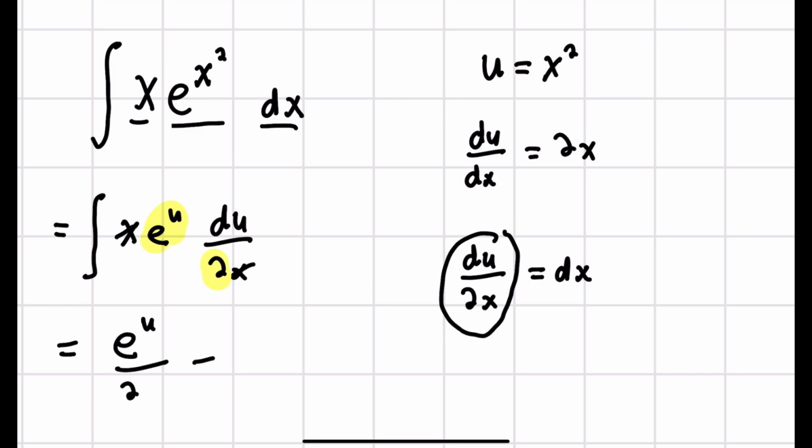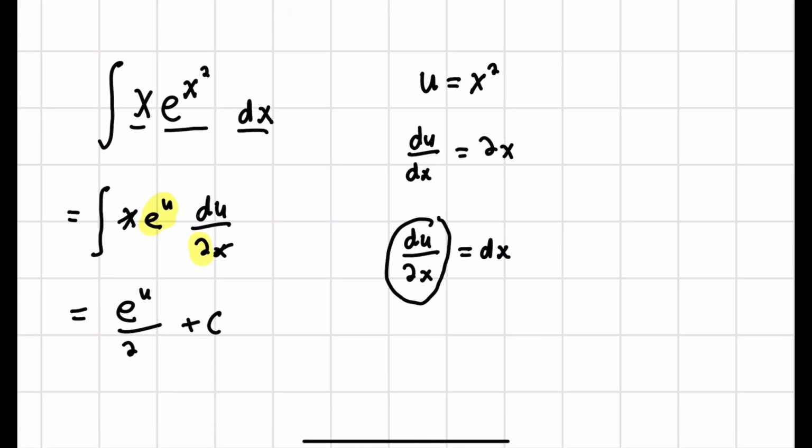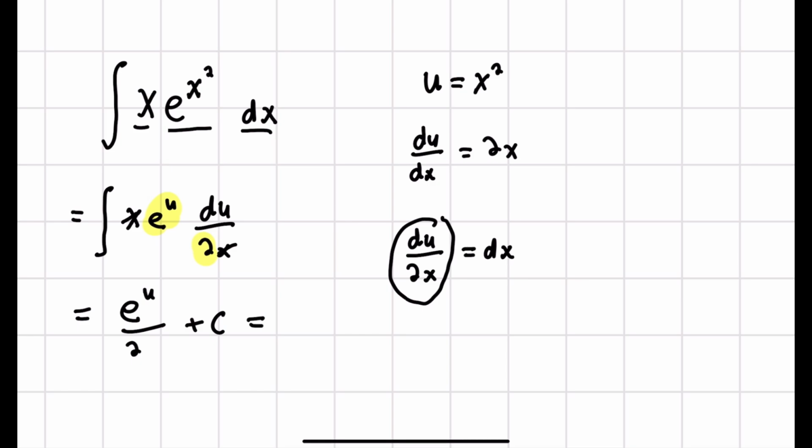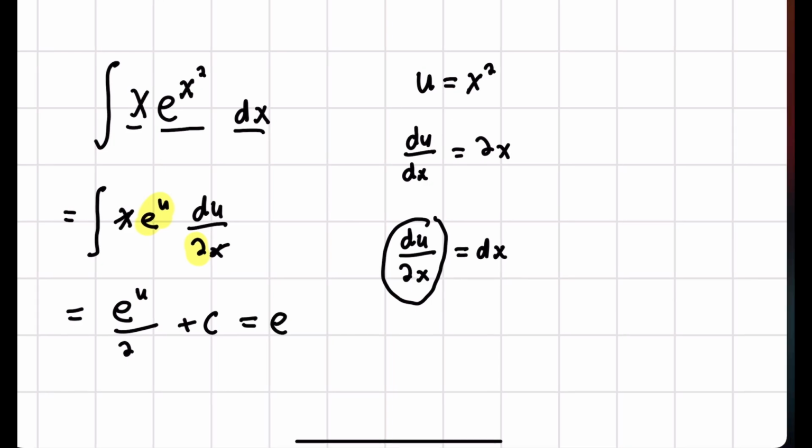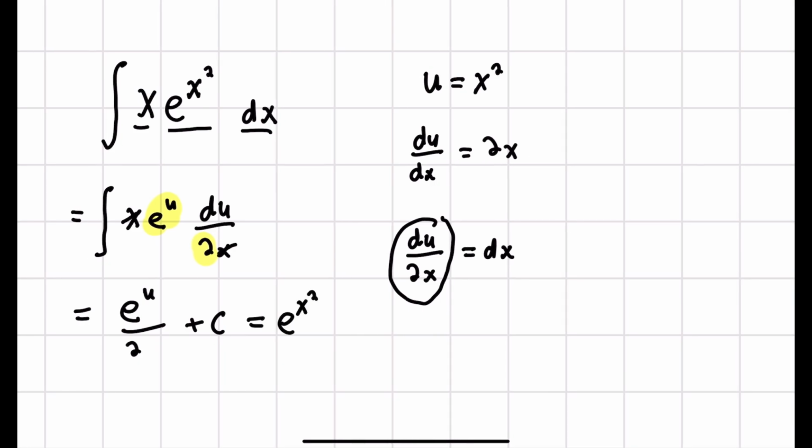And now let's replace the u value. So u is equal to x squared over, everything's over 2, and plus c. And here is our final answer.